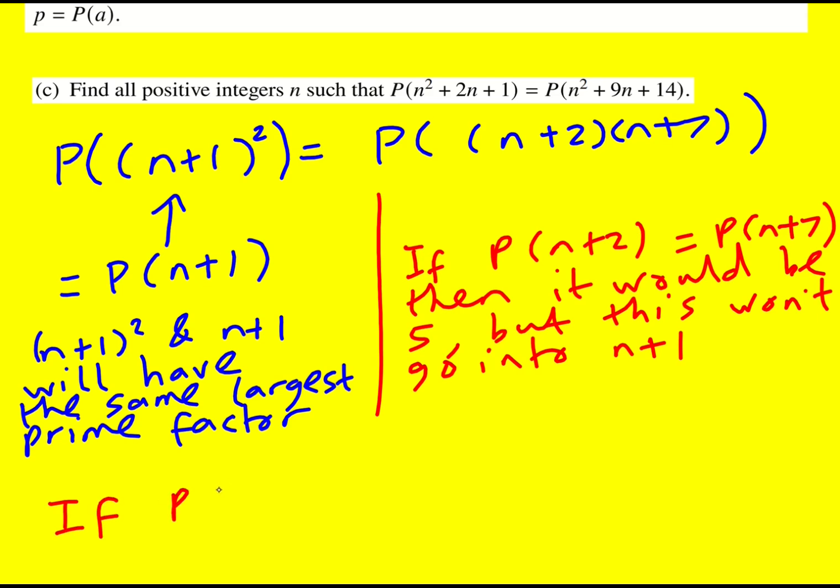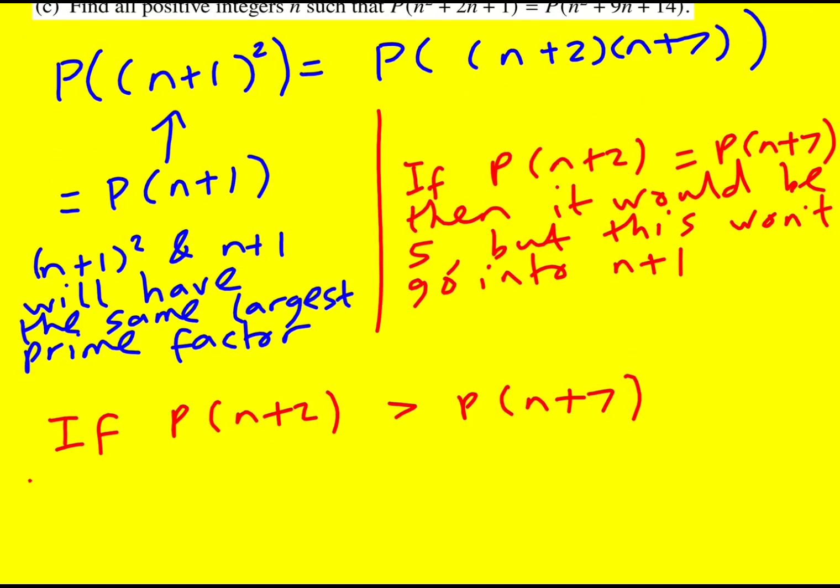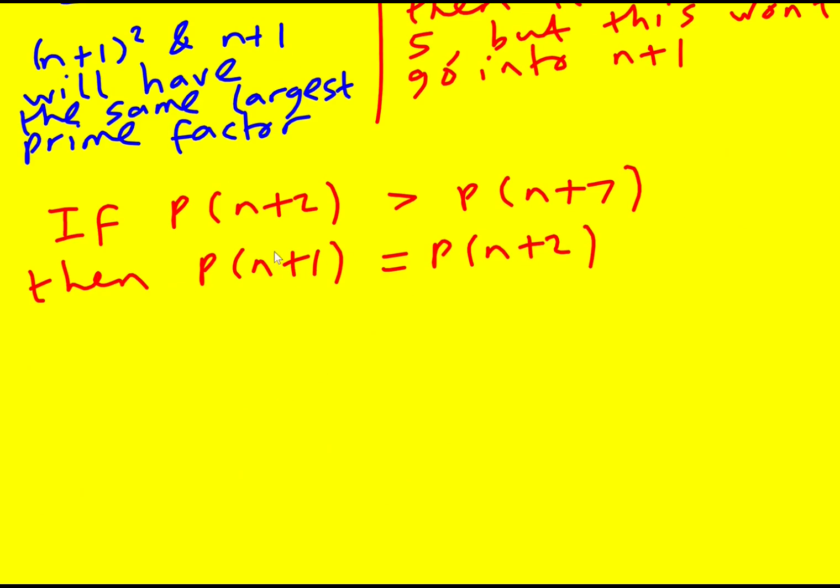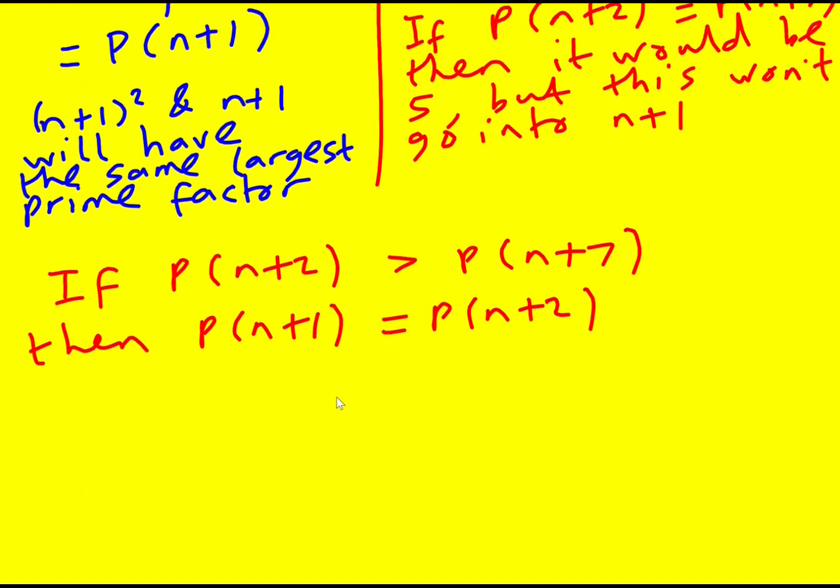If P(n plus 2) is greater than P(n plus 7), then, like we said before, this thing is just going to become P of n plus 2. Okay, but these are one, this is just one more than this one. So the highest common factor here is 1.